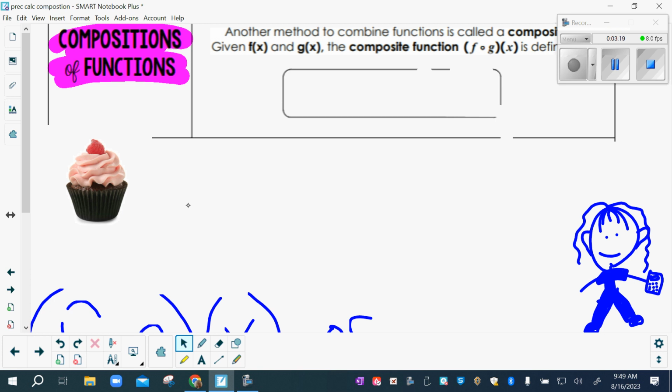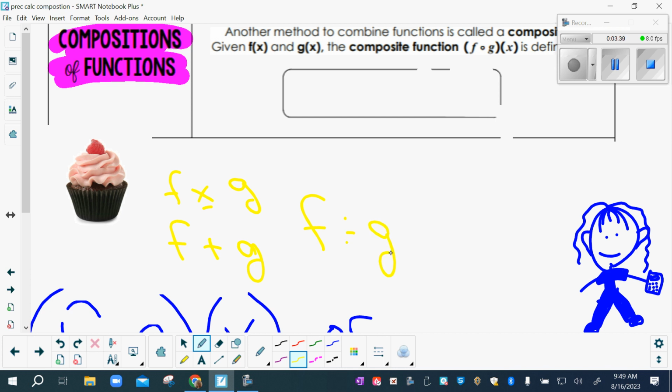Composition of functions looks like this. You know how when we do multiplication looks like this. Don't write this. Like if we did f times g, that's timesing. We could go f plus g, that's adding. We could go f divided by g, that's dividing, right? Let me show you what composition looks like.